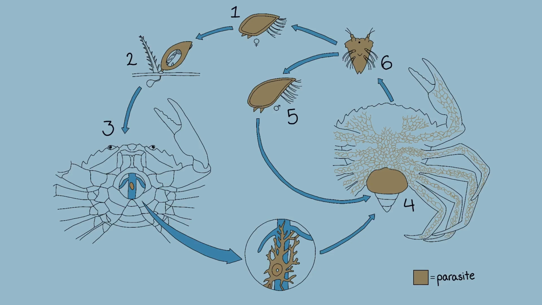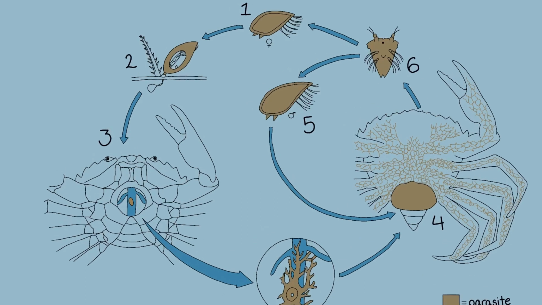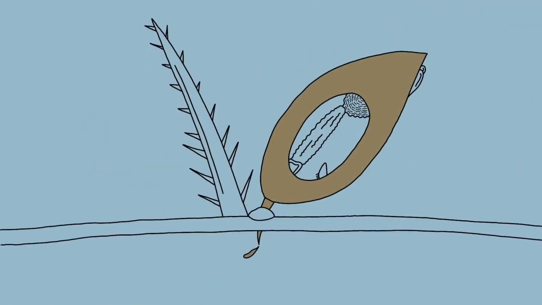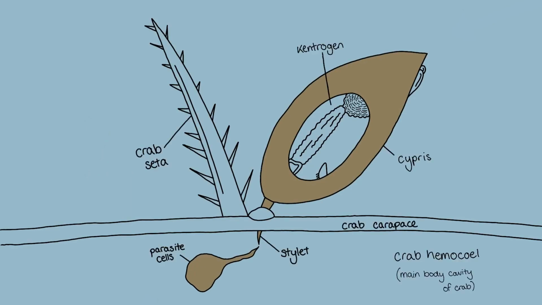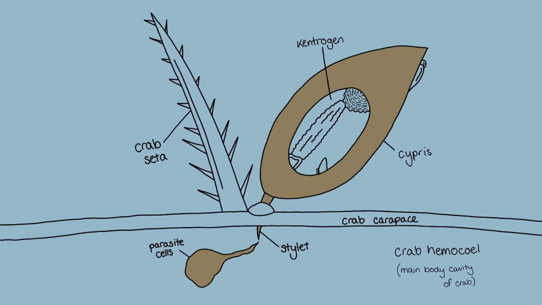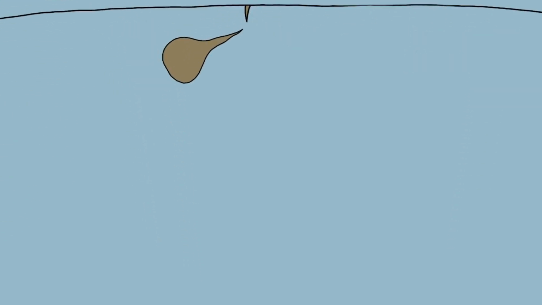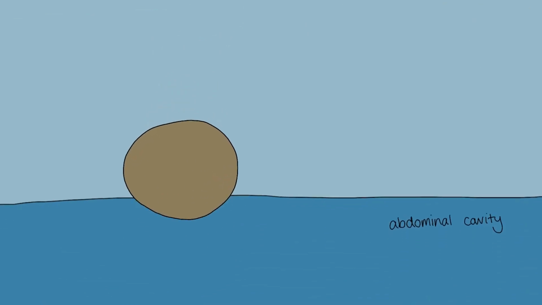This is a life cycle that shows how the parasite infects its host. Firstly, the female parasite invades a host crab that has recently molted as their carapace is softer. Once on the shell, the kentrogen larvae inject their cells into the crab's hemocoel via a needle-like cuticle called the stylet. Once inside, the kentrogen larvae follow the crab's circulatory system until they reach the abdominal cavity.